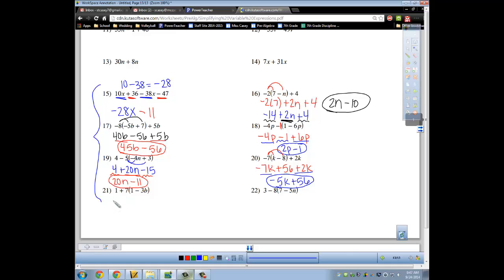21, we have this 1 by itself, so 1. And then 7 times 1 is positive 7. 7 times a negative 3 is a negative 21b. This is the only b, but it's a negative because there's that minus in front, so negative 21b. And then 1 plus 7 is positive 8.